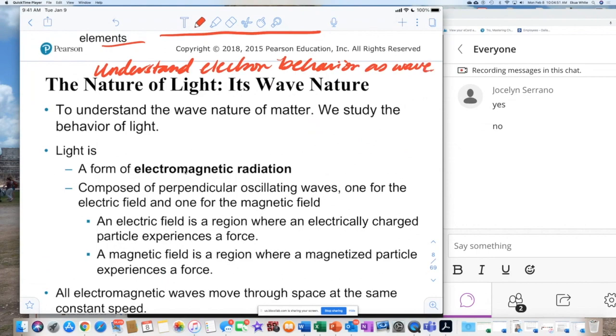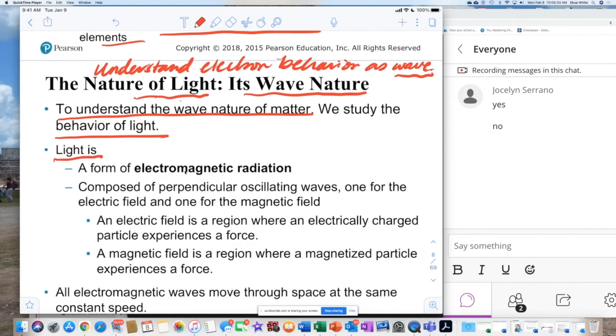Okay, so to understand electron behavior as a wave, we will detour. Okay, we're trying to understand the behavior of the electron as a wave, but the only reason why we're able to recognize that behavior to be a wave was because at this point, scientists knew the nature of light. So even though it seems like we're detouring into an unrelatable chapter, we are trying to review the behavior of light to see the characteristics of the electron when it behaves as a wave. Okay, so we're going to be looking at the wave nature of the electron as we study light. So we're told here to understand the wave nature of matter, we study the behavior of light.